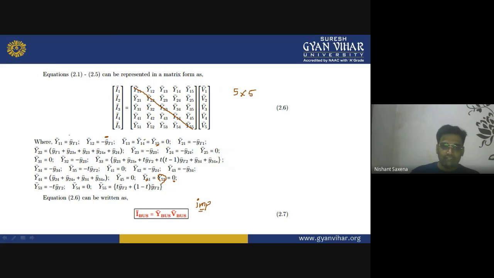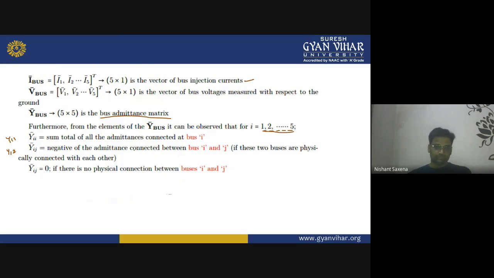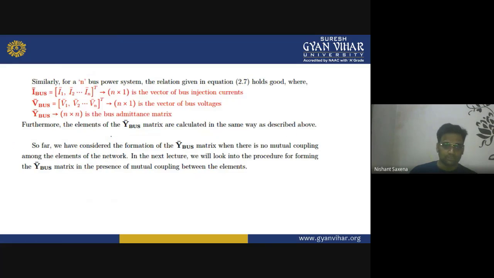1 and 5, 1 and 4 are not connected directly. 1 and 3 are not connected directly. So that's why they are 0, if there is no physical connection. If there is a physical connection, then it will be the negative of the admittance connected between bus number i and bus number j. I hope this is clear to you. If you have any doubts, you can drop your questions and queries in the comment section. We will solve it as soon as possible.